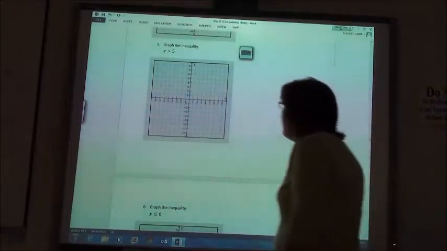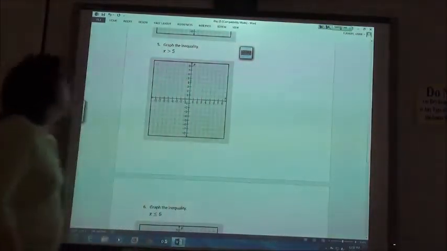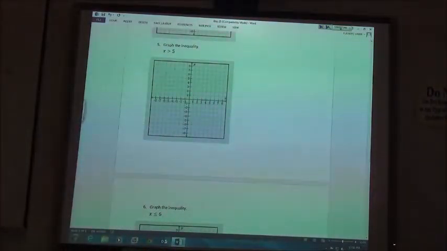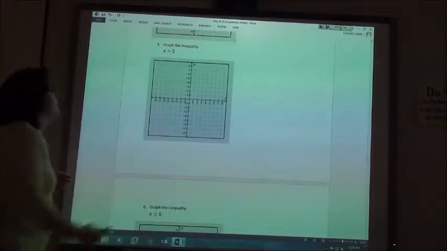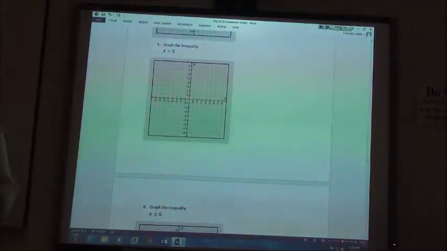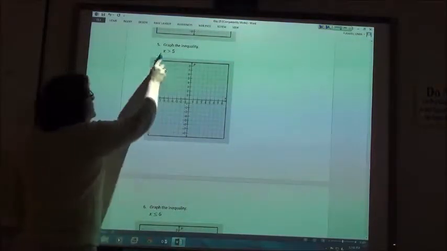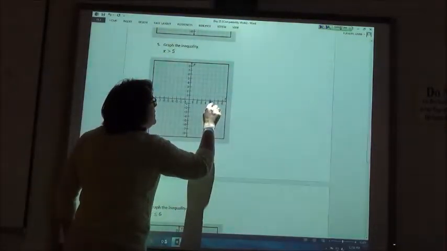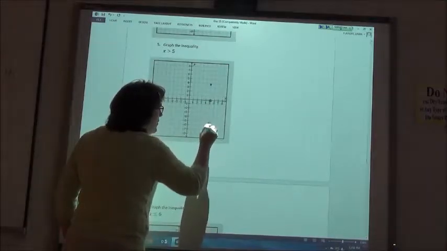So number 5 wants us to graph x is greater than 5. If I'm going to graph x is greater than 5, what kind of line am I going to have? First of all, which way is my line going to go? I've got to get my line on there first. That's a vertical line, it goes up and down. X equals 5 would be right there. We know it goes up and down.